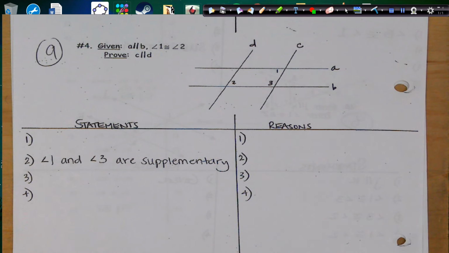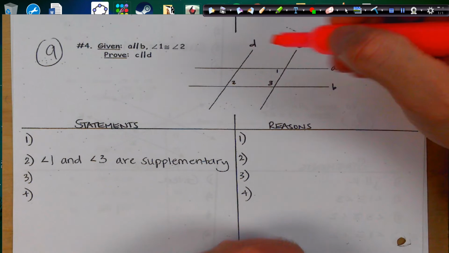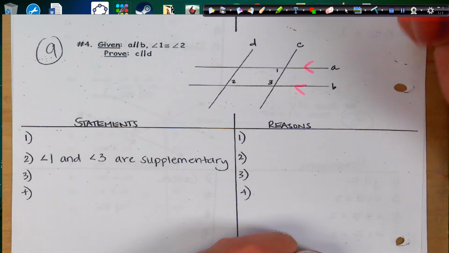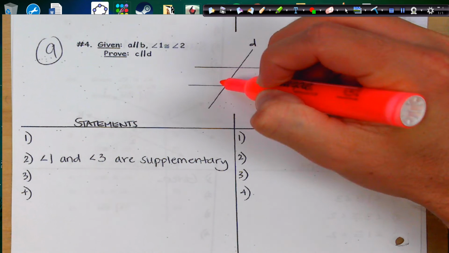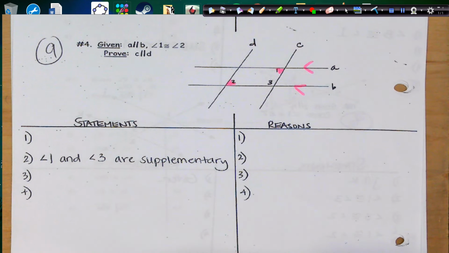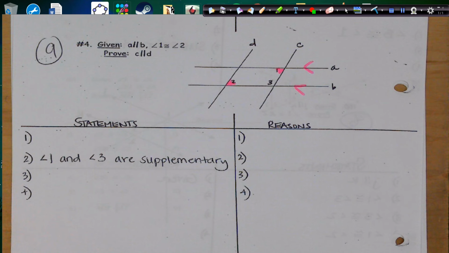So the first thing I want to do is mark everything I know. A and B are parallel, and we know that angle 1 and angle 2 are congruent. Okay. Somehow I want to show C and D are parallel. And in order to do that, I'm going to have to use one of my converse theorems.